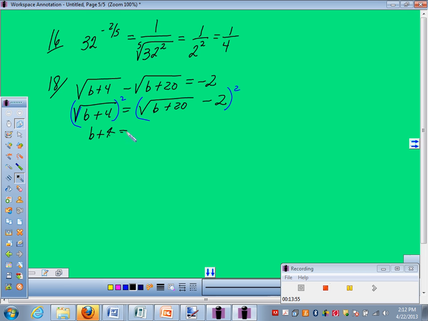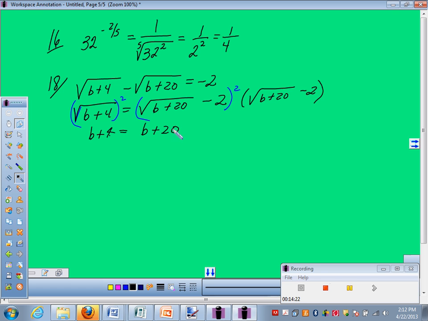If I square the right-hand side, I would be doing what? I would be FOILing. So I would be taking this all times itself, which means a full FOIL, all 4 parts. What do you always get when you take a square root times itself? Cancels the root and you get the inside, so you just get b plus 20.